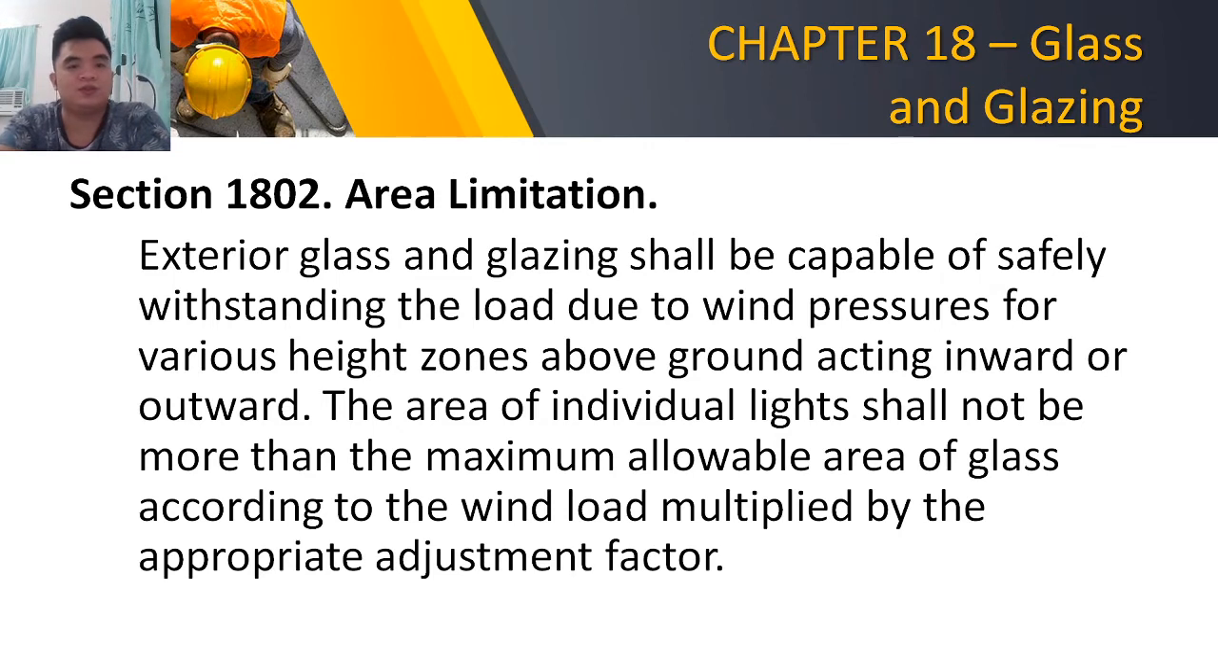Section 1802, area limitation. Exterior glass and glazing shall be capable of safely withstanding the load due to wind pressure for various height zones above ground acting inward or outward. The area of individual lights shall not be more than the maximum allowable area of glass according to the wind load multiplied by the appropriate adjustment factor. So it is under chapter 18, glass and glazing.